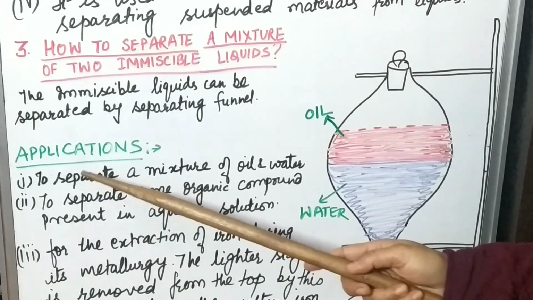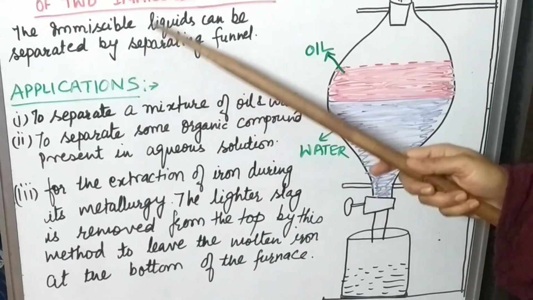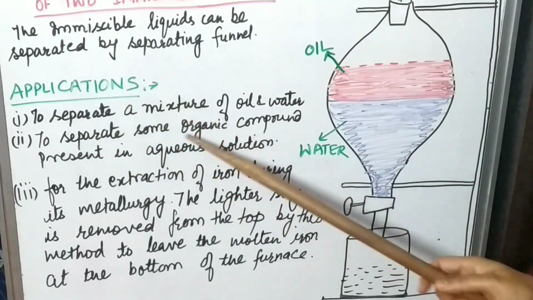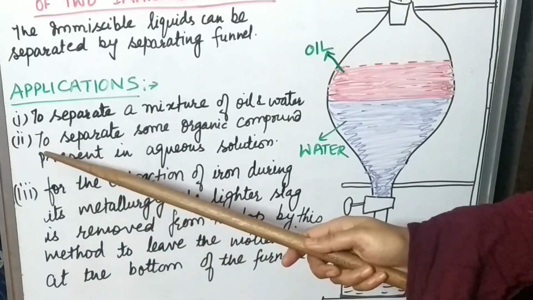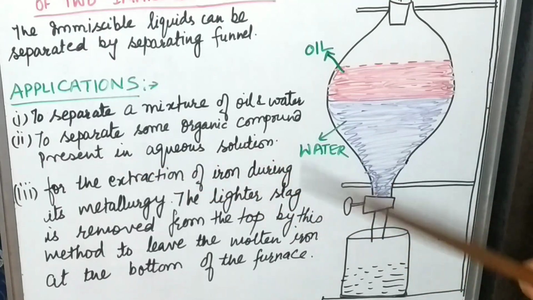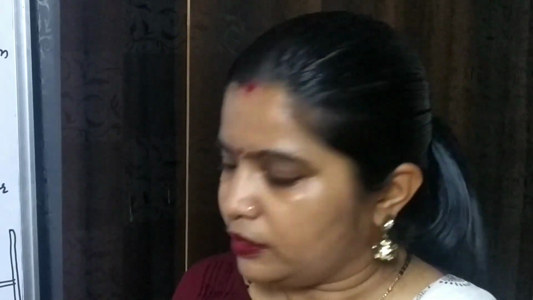Now, what are the applications of the separating funnel method? First is to separate a mixture of oil and water, which we have just discussed. Second, to separate some organic compounds present in aqueous solution. Suppose an aqueous solution is prepared, if some organic compound is present in it, then also we can separate it out with this separating funnel.